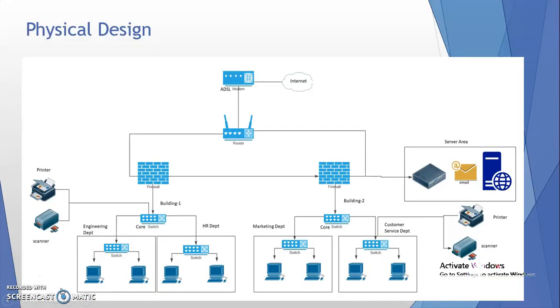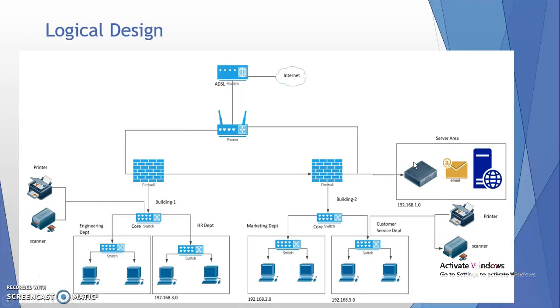This is the physical design of my network. It has four departments: engineering, HR, marketing, and customer service. Each department has an access switch, which is connected with the core switches, as you can see, and the core switch is connected with the firewall, and the firewall is also protecting the server area.